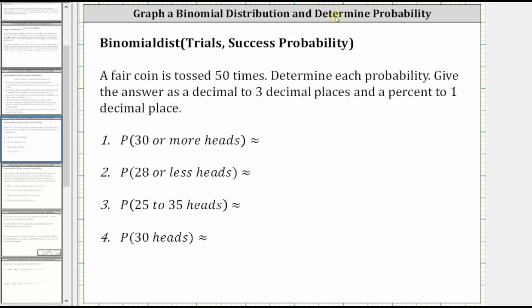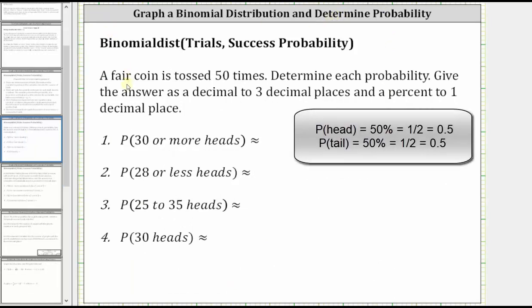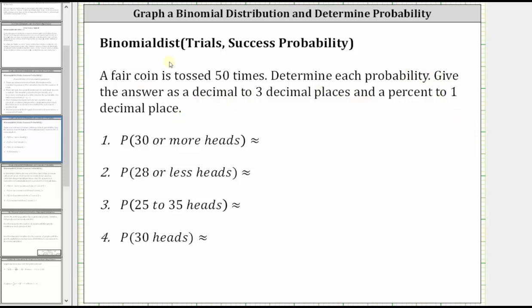A fair coin is tossed 50 times. Because the coin is fair, there's a 50% chance, or 1/2 chance, of getting a head and a 50% chance, or 1/2 chance, of getting a tail. We're asked to determine each probability and give the answer as a decimal to 3 decimal places and a percent to 1 decimal place. Let's begin by graphing the binomial distribution using Desmos.